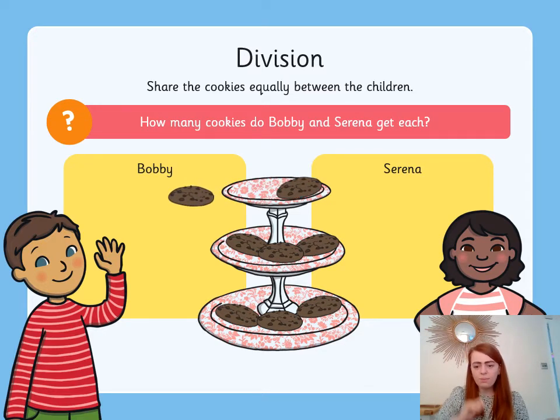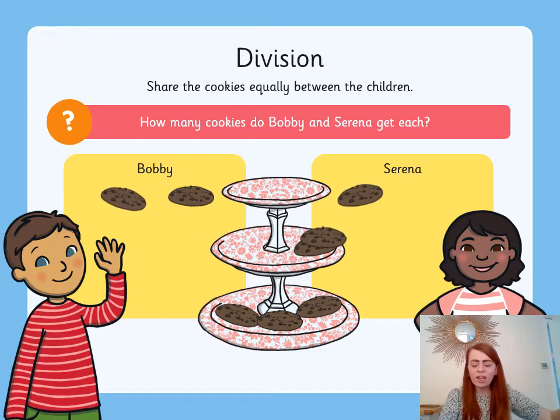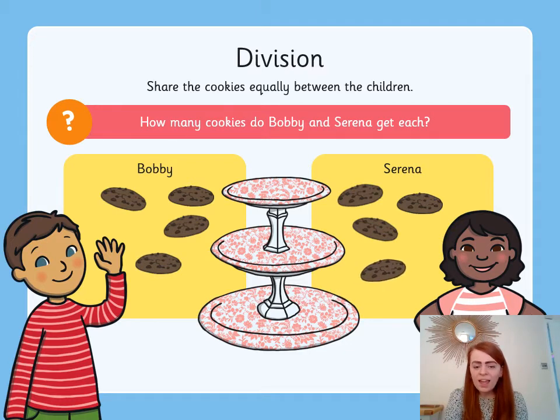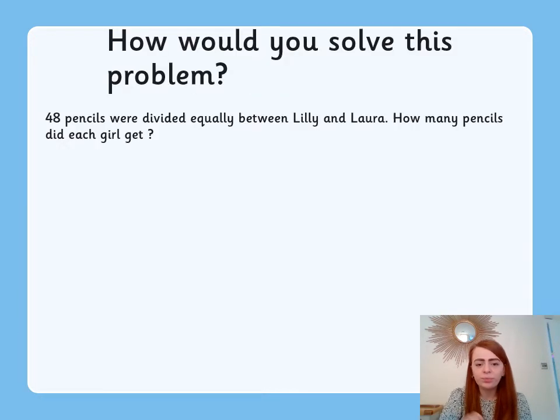Okay, so we give them one at a time. Okay, we don't give one person all of the cookies all at one time, we give them out one at a time. Okay, so we've shared them out equally, and after sharing them out equally, we can see that each person gets 4 cookies. All right, so they've been shared equally between 2.